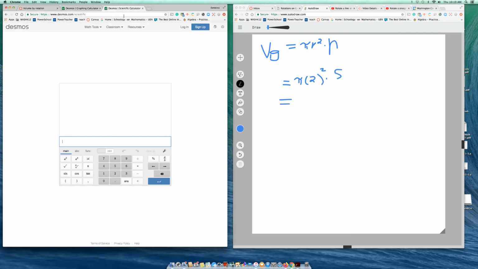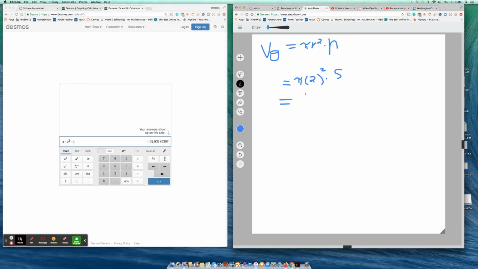Then I'm going to go to my scientific calculator, and I'm going to say, okay, pi times the radius squared times the height, which is 5, and that gets me a volume of 62.8. And we're not going to be putting units on this assignment. I'm going to round to the tenths place, which is 1 decimal place. All right, that is the volume for that cylinder.